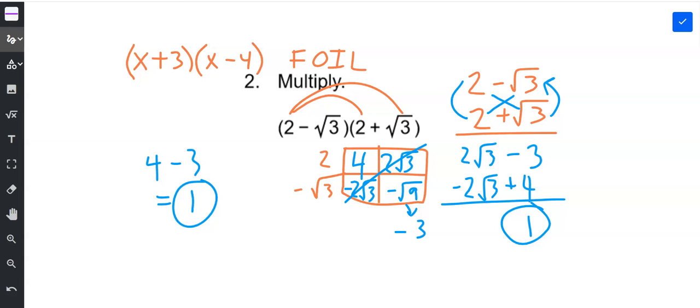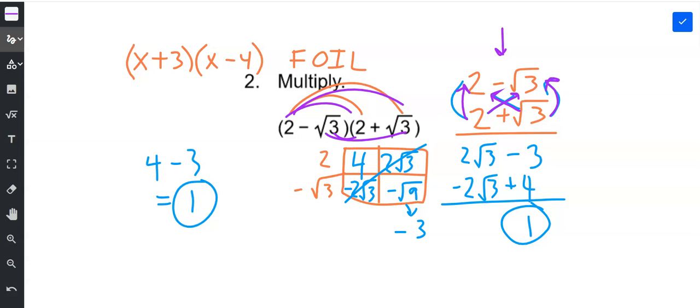And I don't care if you are the type of person that likes to draw the arrows, firsts, outsides, insides, lasts, or if you want to set up a box like I like to do just to organize my information. Or if you want to do the elementary school version that's over here on the right side, where you line them up vertically like that and think about, okay, what do I get when I multiply these two, and then these two, and then these two, and then these two, and write it out in some sort of fashion down below where you're adding like terms. It's not going to matter to me as long as you show me your work and you come up with the correct answer, which in this case is a 1.